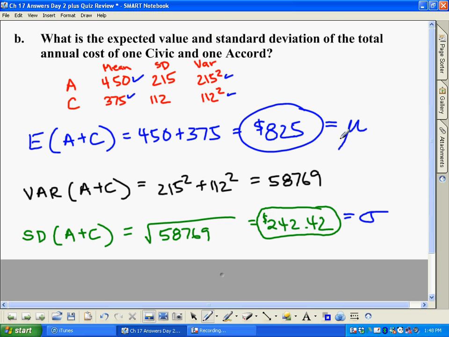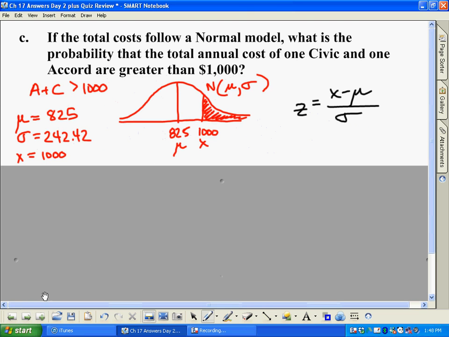So let's go ahead then and use these two numbers here, 825 for mu and 242.42 for sigma, in the final question that we're going to consider here using expected value. So the question is, if the total costs follow a normal model, what's the chance that the total annual cost of the two cars is more than $1,000? Like we just discussed, we now know mu and we know sigma. Also, we're looking at greater than $1,000.